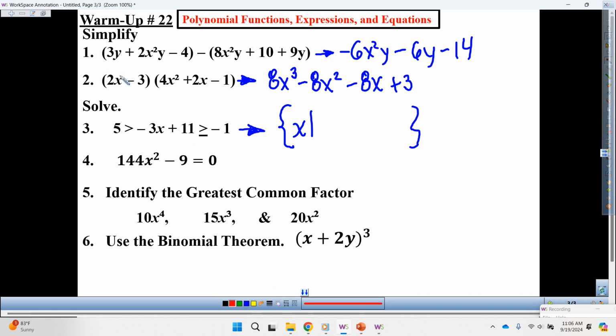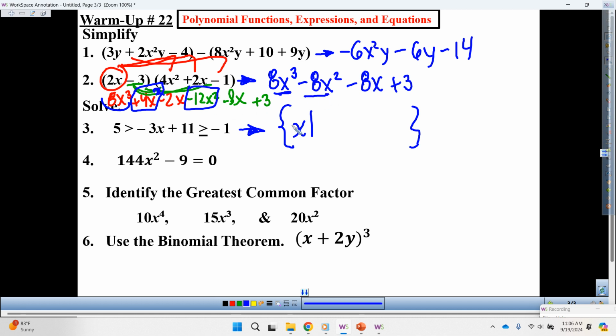All right, let me check on this one just to double check. Some of your colleagues are saying that they got something different. Here we go. This is 8x cubed. This is 4x. And this is negative 2x. So far, so good, yes? Then we got negative 12x squared, negative 8x, and positive 3. So we got 8x cubed. This is squared. This is 4x squared, and negative 12x squared is negative 8x squared.